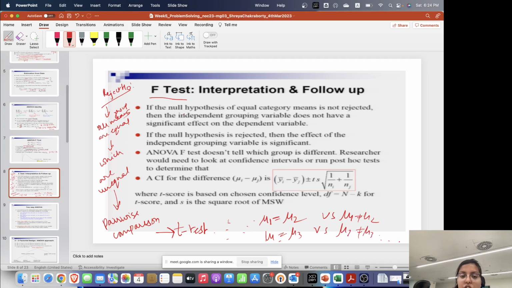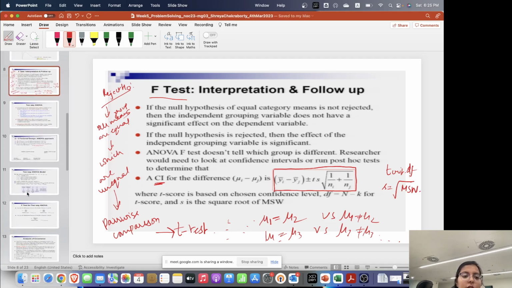So after the original hypothesis that not all group means are equal is rejected, we have to go for pairwise comparisons. And we can also calculate the confidence interval, which is given by this square bracket that you have, where T is the T score based on the chosen confidence level, that is T critical based on the degrees of freedom, and S will be the square root of the mean squared within. Okay. So this is how we should go about a one-way ANOVA.